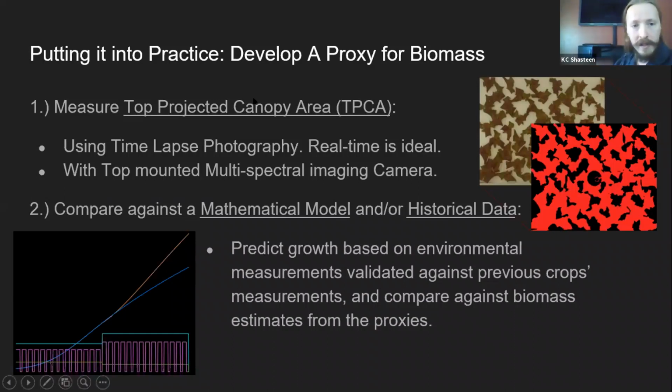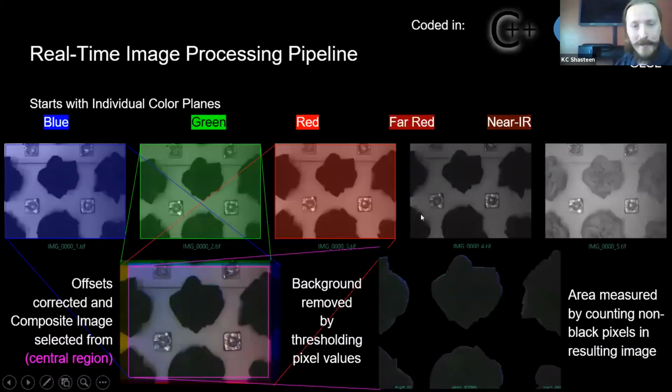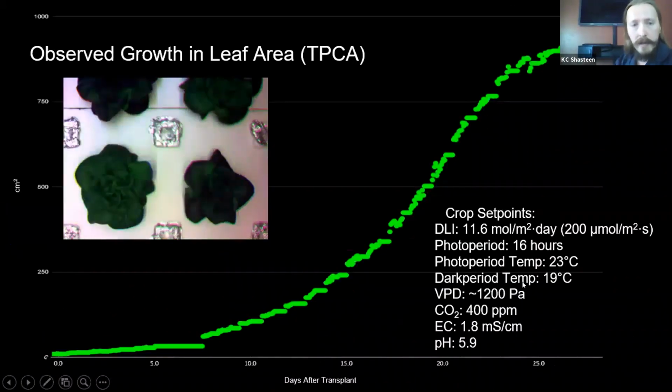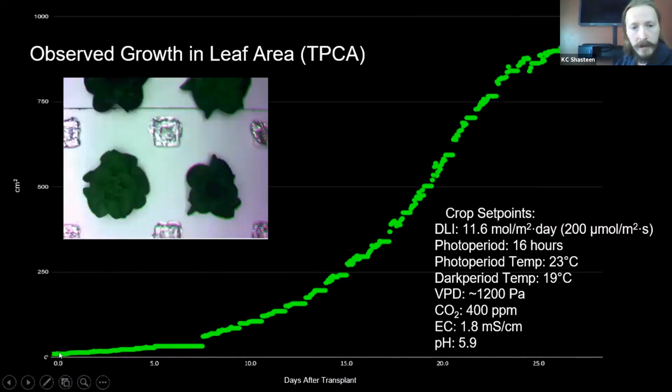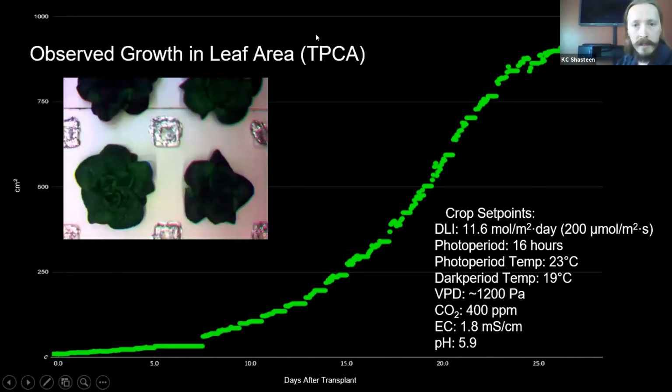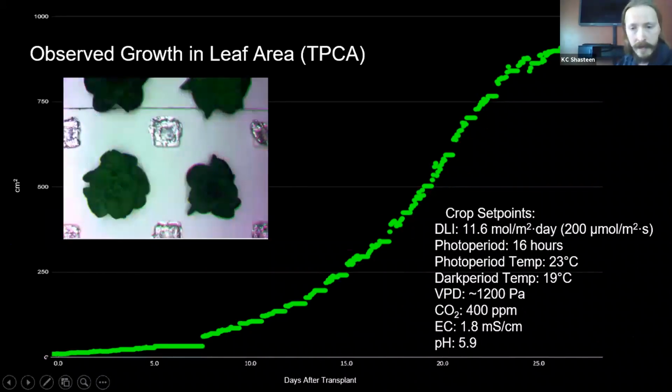So I'll be focusing just on the TCPA and the mathematical model for now. The image processing pipeline for the software that I've written combines the red, blue, and green channels into a color image, and then the background is subtracted from that image, and the software uses the number of pixels in the resulting image to calculate the area of the growing plant. And that gets output into a graph that monitors the development of the crop over time in its canopy area.